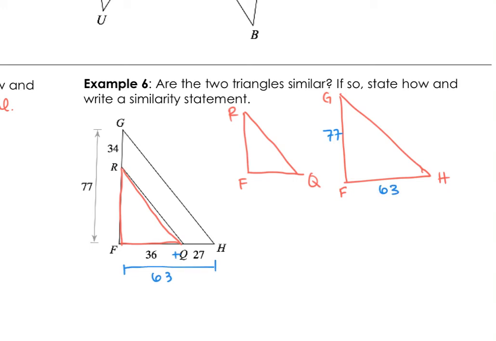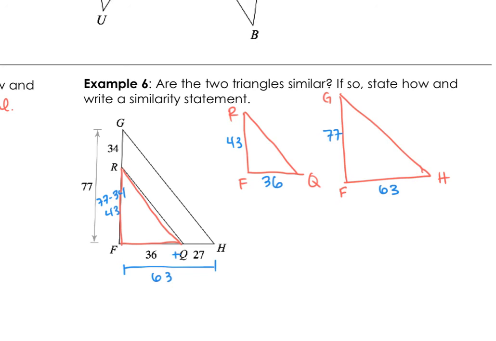And then in the smaller triangle, we know that FQ is 36, and then we don't know what FR is, but we know that GF is 77 and GR is 34, so we can actually go ahead and subtract those. So 77 minus 34, that's 43. So RF is 43. Okay, so then I'm looking at this and I'm thinking, okay, there's not enough information because it can't be side, side, side because we don't know what RQ is and we don't know what GH is.